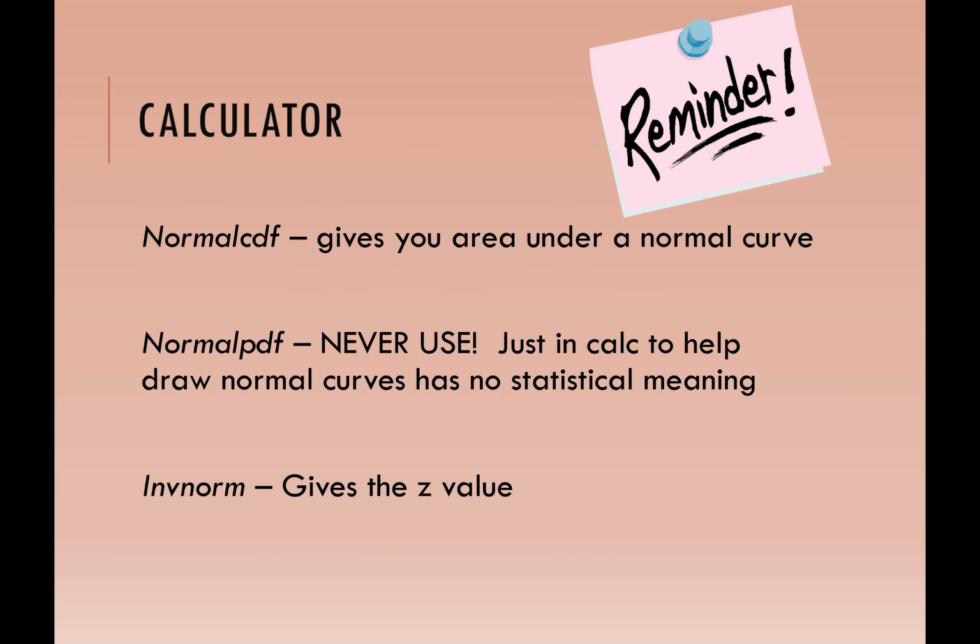And then a couple reminders, normal CDF is the area under the normal curve that gives you your probabilities. Normal PDF we don't use because that's the value at a point, and like I was saying on the uniform curves, you can't get a value at the point because you need the area under the curve so you don't have a width. And inverse norm gives you the z value if area is known. So in other words, if you know the probability and you're trying to figure out what x value gives you that probability.